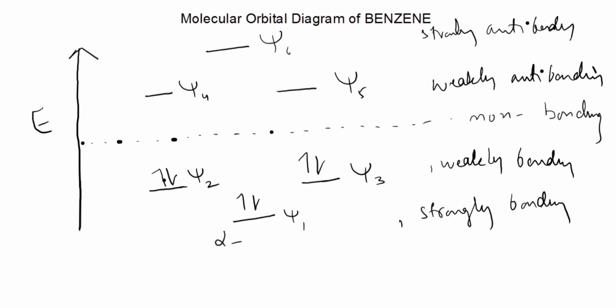This was our alpha plus 2 beta. This was our alpha plus beta. This was our alpha plus beta. This one was alpha minus beta. This one was alpha minus beta, and this one was alpha minus 2 beta. So this is the molecular orbital diagram for benzene.